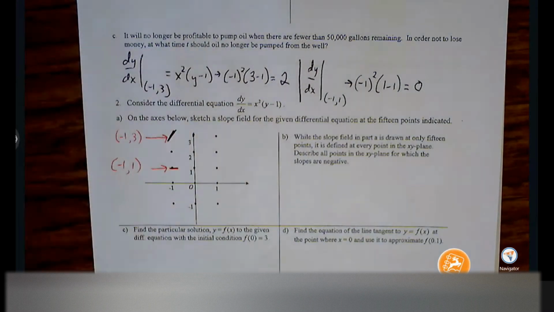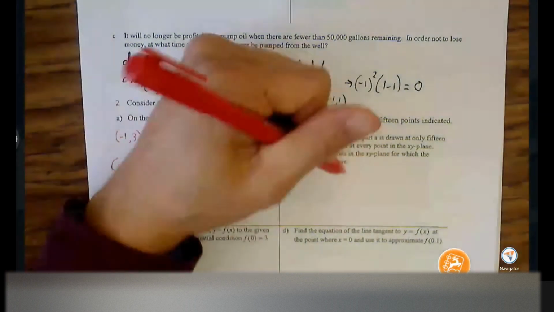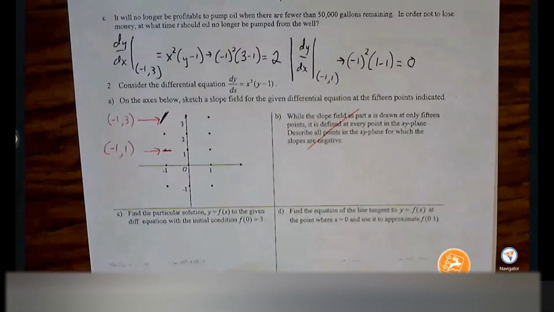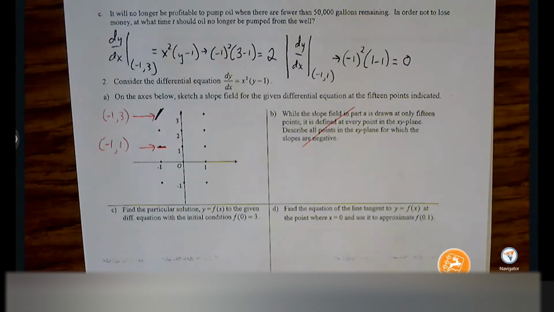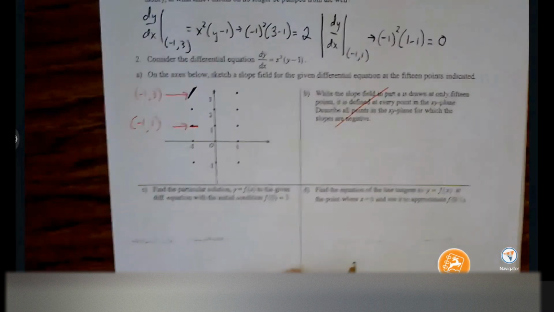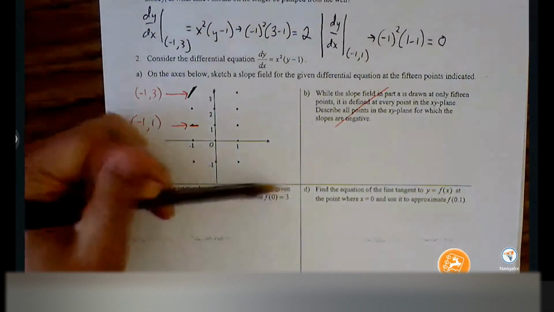Part B is asking to generalize where the positive and negative slopes are. So let's not worry about this. Yeah, we'll see that on the test. Any questions with creating slope fields? I just did 2 points to make sure that we understand how to go about that process. The important thing here in this problem is part C, finding our particular solution. So this is what I want us to be really good at here.